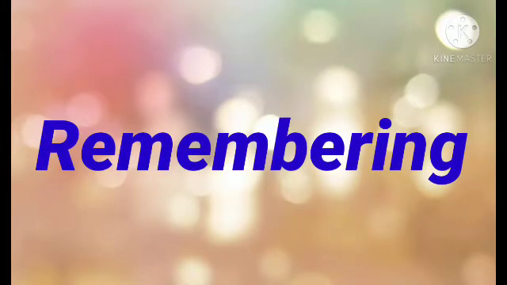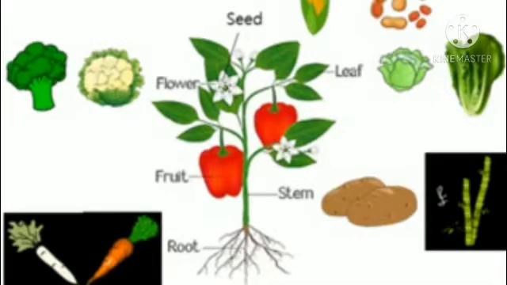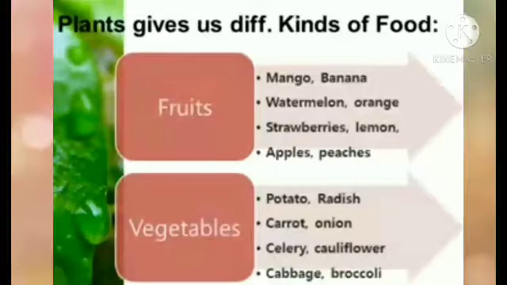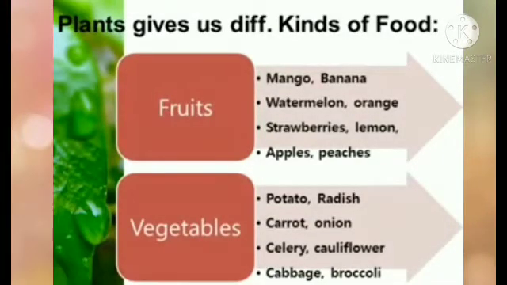Let's start with remembering. Children, we have already learnt about the parts of a plant. Let us learn about the different things that we get from plants. We get fruits and vegetables from plants. Examples of fruits are mango, banana, watermelon, orange, strawberries, lemon, apples and peaches. Examples of vegetables are potato, radish, carrot, onion, celery, cauliflower, cabbage and broccoli.